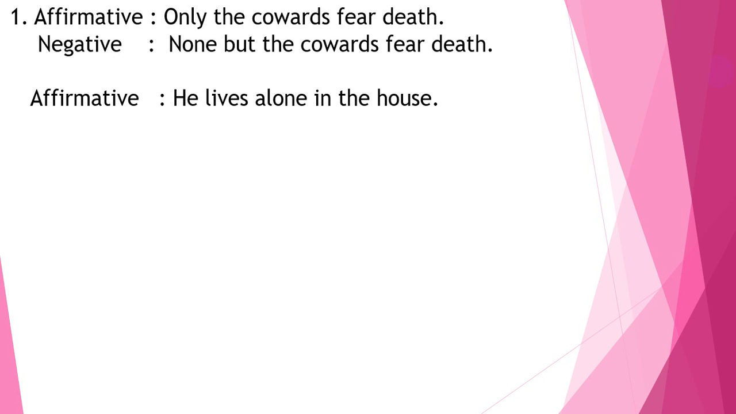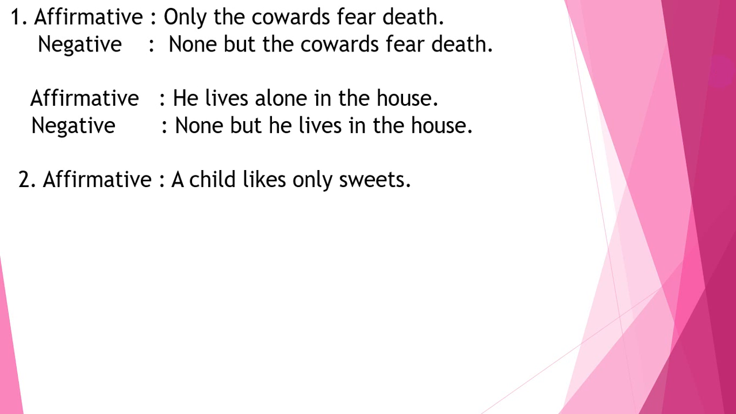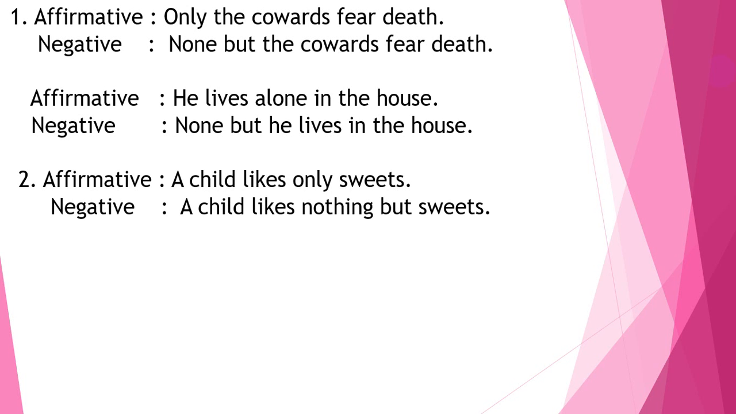Another affirmative sentence: He lives alone in the house. Negative sentence: None but he lives in the house. Serial number 2. Affirmative sentence: A child likes only sweets. Note: if only or alone indicates any object or thing, nothing but will be used instead of only or alone in that place in the negative sentence. Now the negative sentence will be: A child likes nothing but sweets.